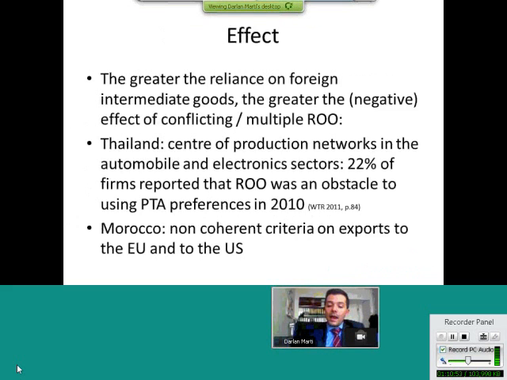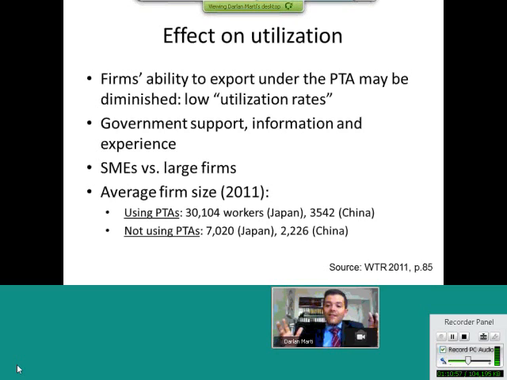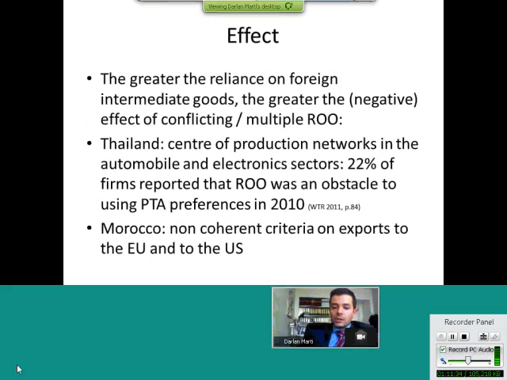Studies have also shown that larger firms find it easier to comply with different rules of origin than small firms. And the main reason for this, of course, is that large firms will have personnel dedicated to it, but they'll also have a better capacity to shift their suppliers or to shift their operations depending on the preferences they want to benefit from. So you see here, for instance, at the bottom of the slide, the size of the firms that are able to use preferential trade agreements vis-a-vis those that are not able to, and you see that it's much larger firms that use these agreements.